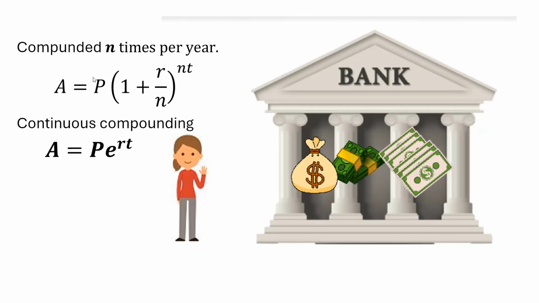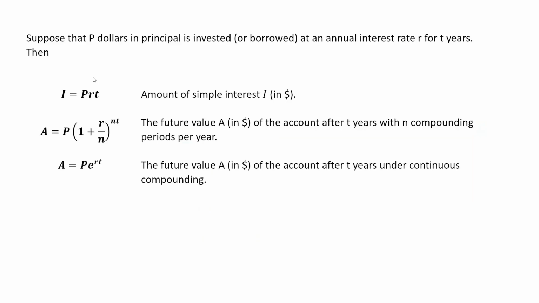And so you can talk about banking without having to know how many times a bank compounds it each year, because it really doesn't make that much difference. If they compound it 4 times or 12 times or 365 times, it's all pretty close to what it would be if you put it into this formula using Euler's number. So these formulas are what you would want to know.